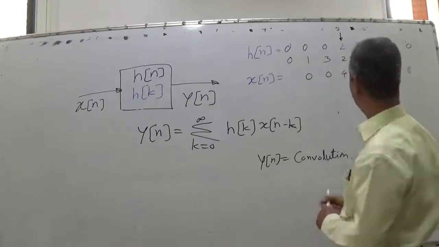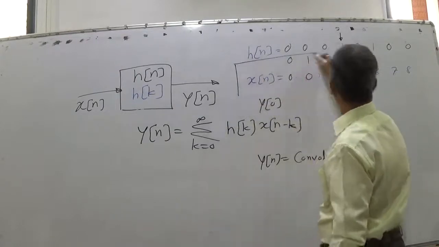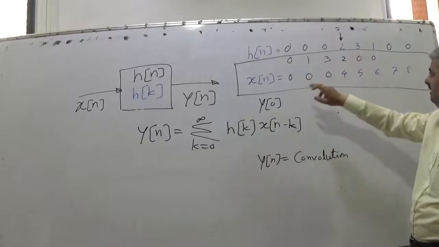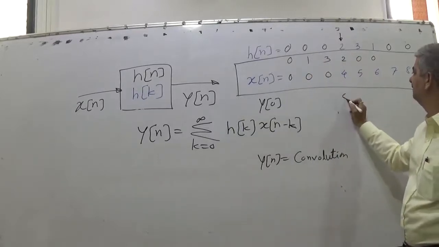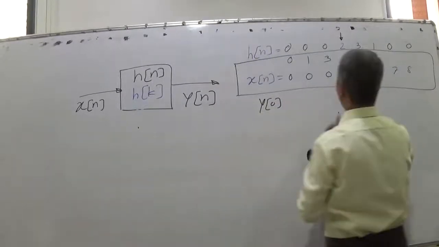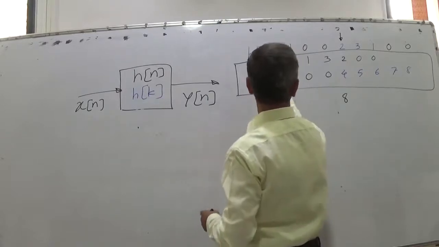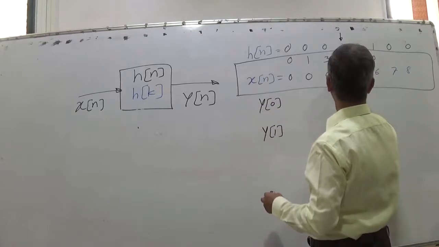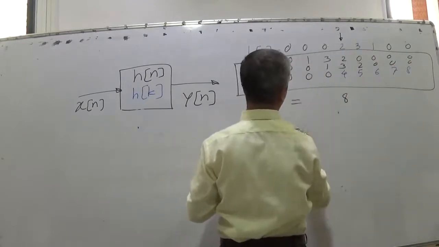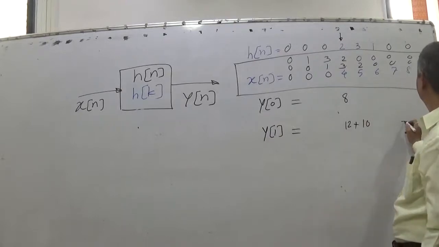To compute y(0), what do we do? We perform sample to sample multiplication of x(n) and the flipped sequence h(n). Only one point is there, that is 8. y(0) is 8, because at the other points either x(n) is 0 or the flipped h(n) is 0. Then to compute y(1), we shift this one location ahead. So when we compute, we get 3 into 4, 12, and 2 into 5, 10, so 12 plus 10.